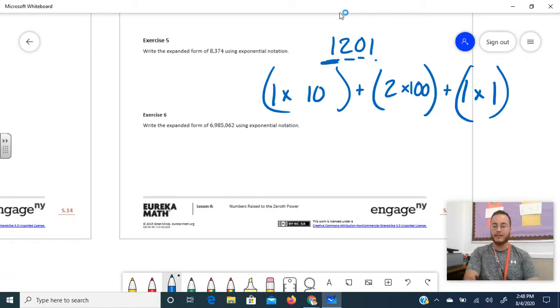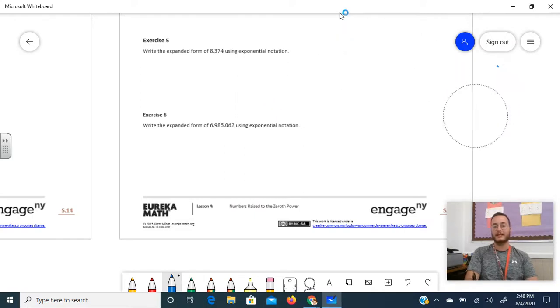I know that it's 10 being multiplied by itself 3 times. I know that 100 is 10 multiplied by itself 2 times. And I know that 1 is just 1. So they want you to do it all in exponential notation. And this is how you do it.